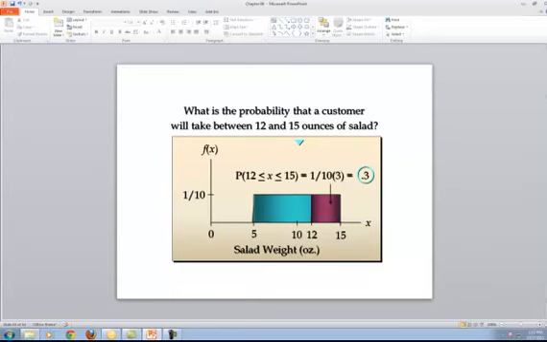So what is the probability that a customer will take between 12 and 15 ounces of salad? All we do is consider that the distance is from 5 to 15 and the distance from 12 to 15 is approximately 3/10 of the whole distance of 5 to 15. Hence, the probability will be equal to 0.3.